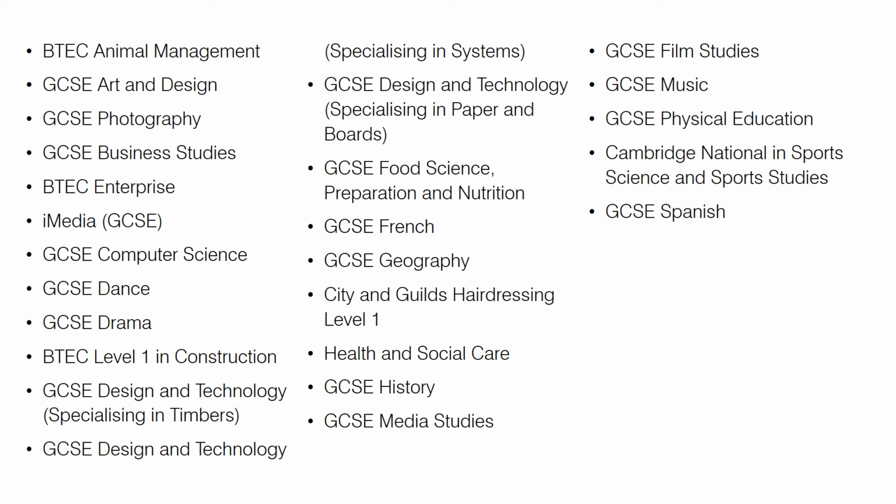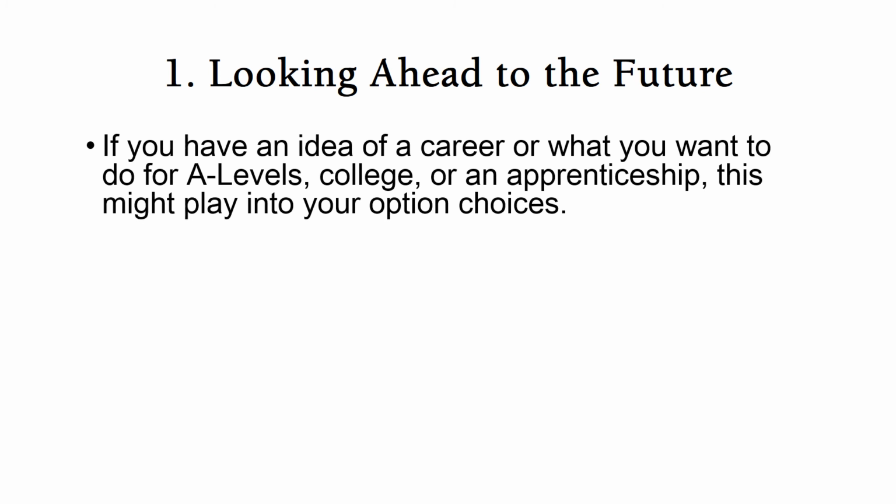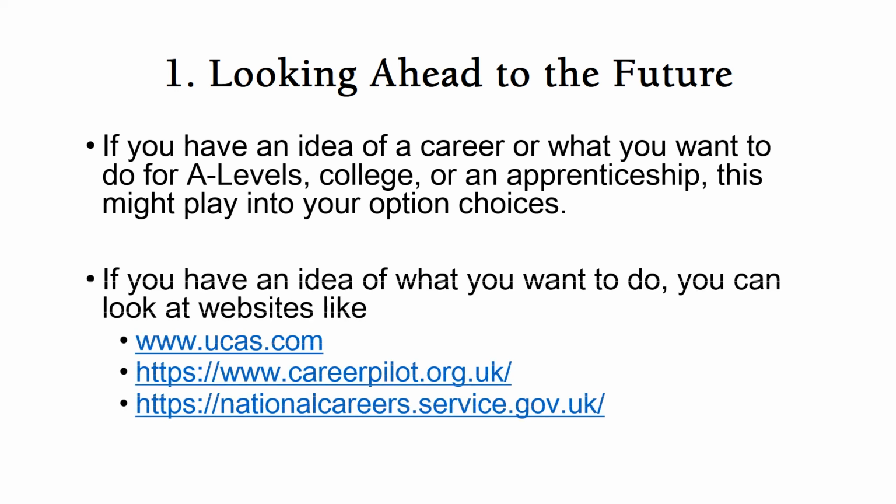So what I want us to do now is start thinking about what we need to think about when choosing our option subjects. The first thing that probably comes to mind is what do you want to do in the future? If you have an idea of a career or what you want to do for A-levels, college, apprenticeship, this could play into your option choices. If you have a career definitely in mind, you can look on websites and they will tell you, oh, these would be some good GCSEs to take. If you're not sure what you want to do, you can still go on these websites and just browse and see the ones that a lot of different careers would be interested in.